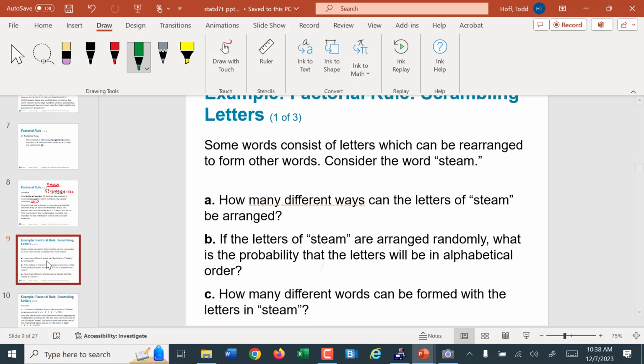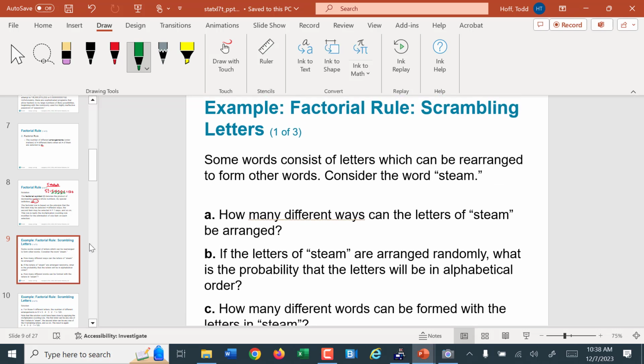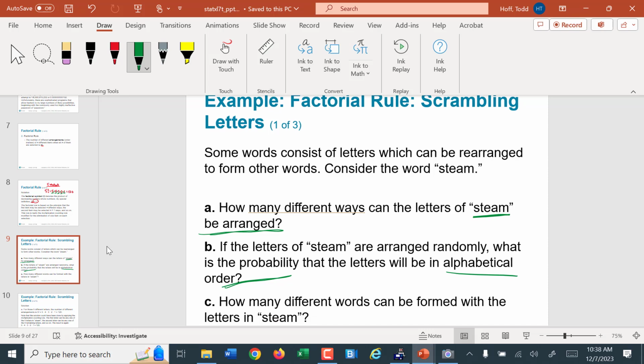Let's look at scrambling letters. We want to look at the word steam, 5 letters. First question we want to ask is how many different ways can we rearrange those letters, not worrying about whether they make a word or not? Also then, what's the probability that they get arranged in alphabetical order? Well, there's only 1 alphabetical order for the letters in steam. And then how many different words can be formed by those letters?